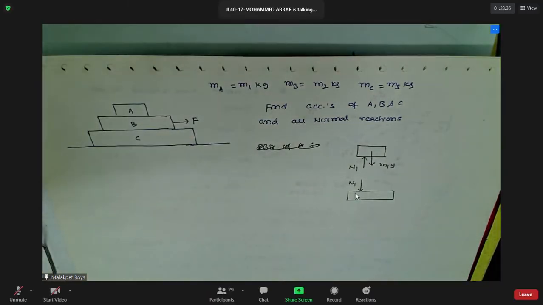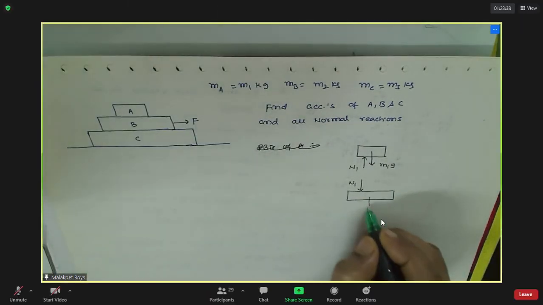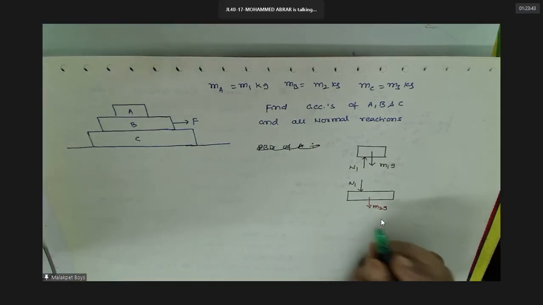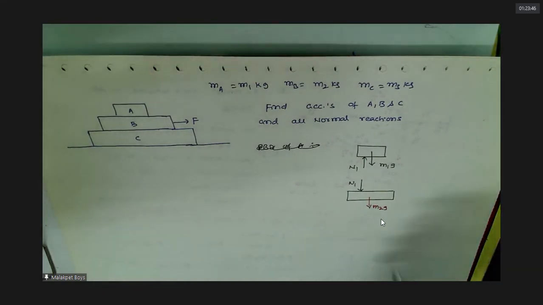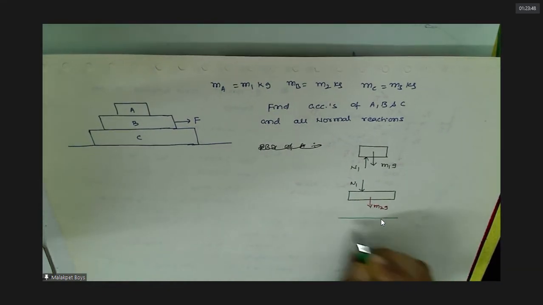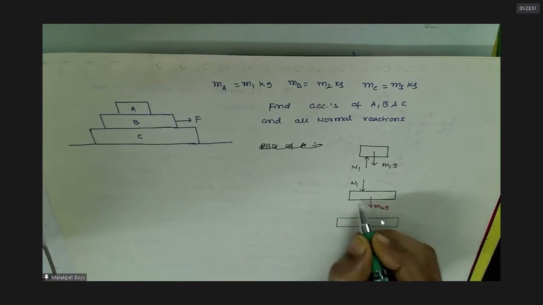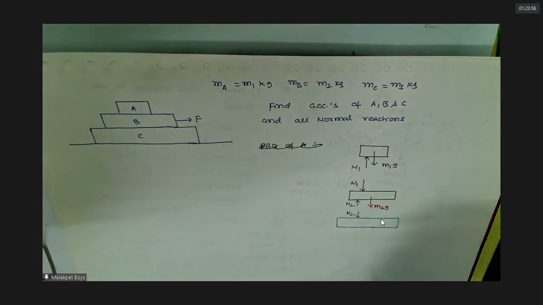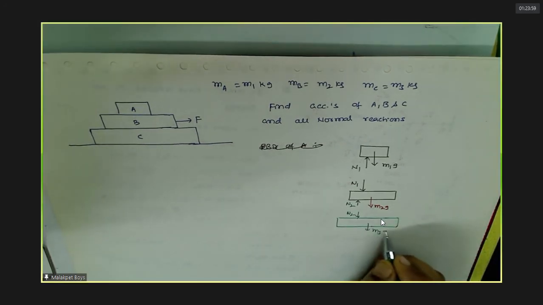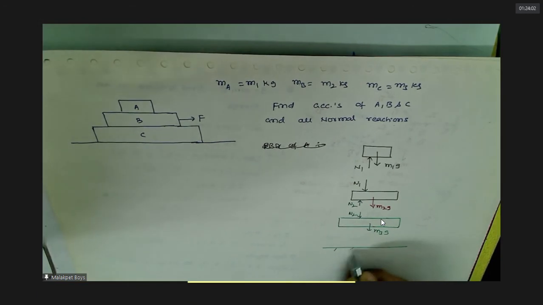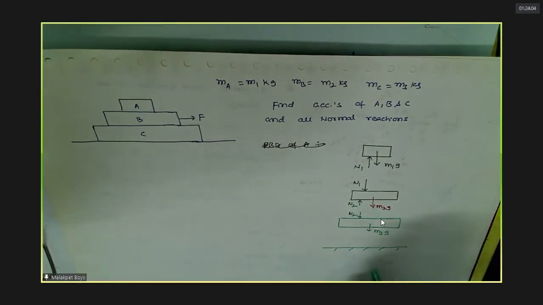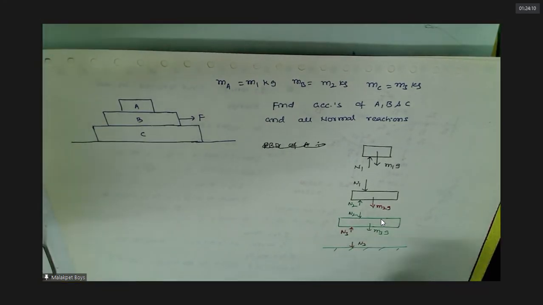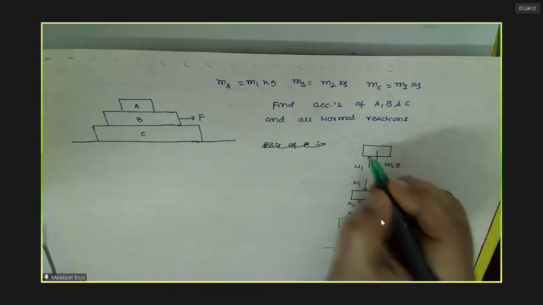Yes, sir. This is M2G. Understood this or not? N2. Yes, sir. N2 acting upwards. This is N2. This is N2. And this is M3G. This is the ground. Now this is N3. Understood this?